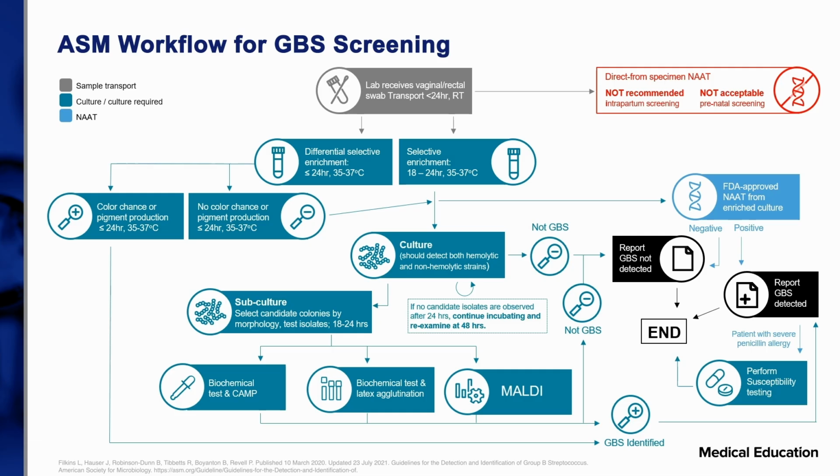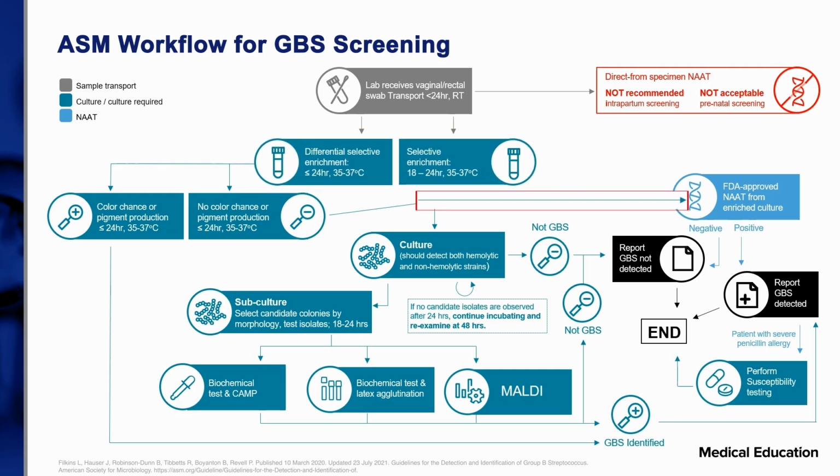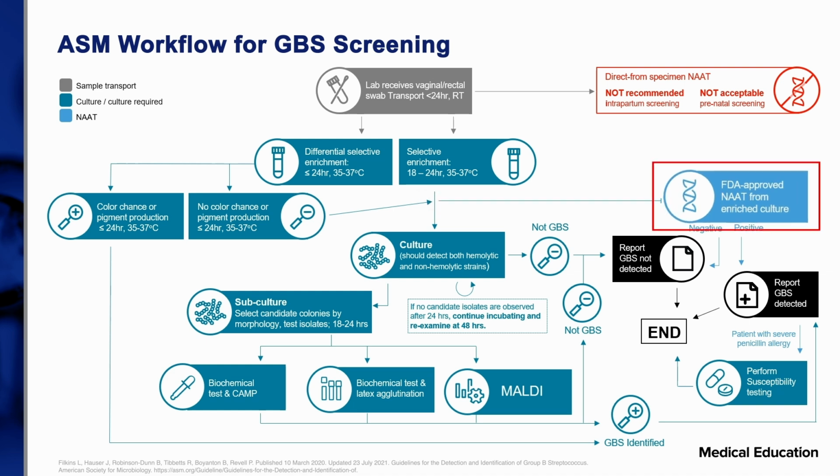The third route that you can see is coming off selective enrichment, and that leads over to the right-hand side, which is this light blue box. So this goes right to an FDA-approved molecular test from enriched culture, and this can be done in a few hours and can lead to a positive result getting issued. If antibiotic results are needed, then what we're going to do is reflex that to culture, and we're going to then provide that the next day.